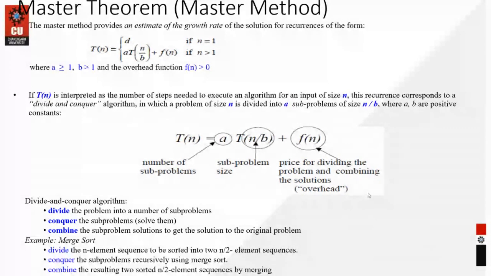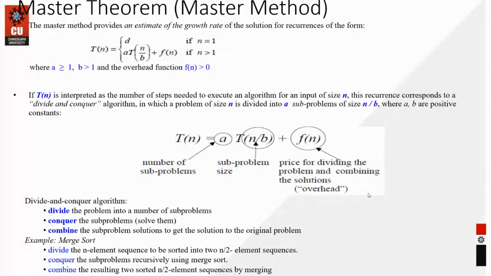So T of n is what? a is the number of sub problems, n by b is the sub problem size, and f of n is the price of dividing the problem and combining the solutions. You need to understand that. Divide means splitting the n element sequence to be sorted into two n by 2 element sequences. Conquer means solving the sub problems recursively using merge sort. Combine means merging the resulting two sorted n by 2 element sequences. So these are the things we are doing.